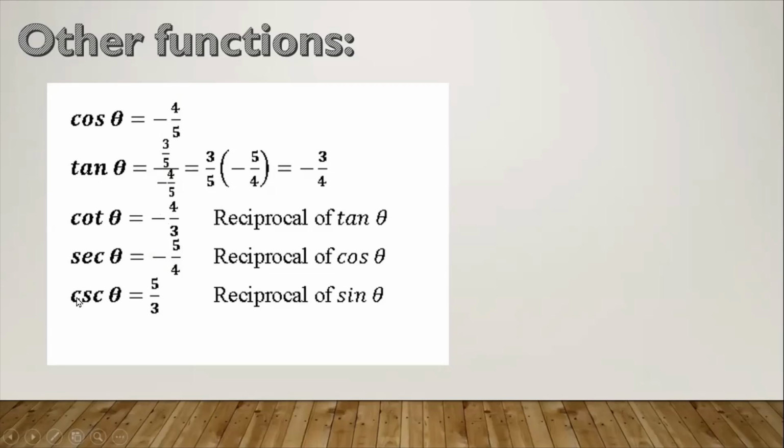And for cosecant theta, that's the reciprocal of our sine theta. Take note that our sine theta value is 3 over 5. So for the reciprocal of 3 over 5, that's 5 over 3. If we find the reciprocal, we are just going to interchange the numerator and the denominator's position.